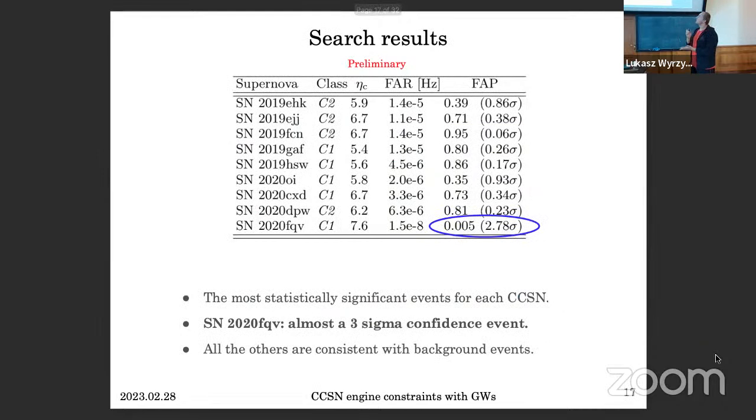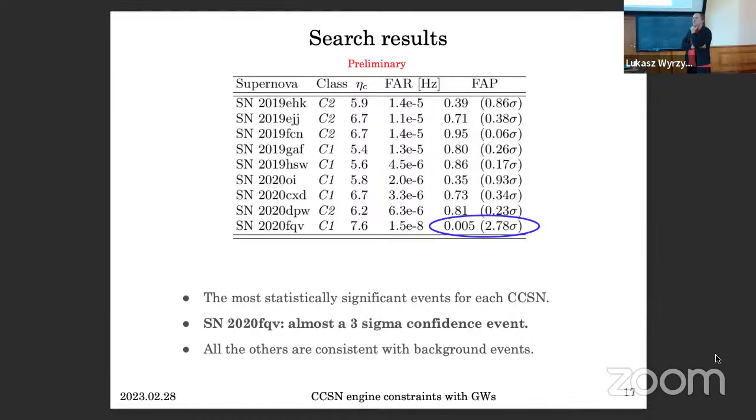So when we looked at these time intervals, we performed the background analysis, a lot of tuning, a lot of work, and then we said, okay, it's done. Let's see if we can find any gravitational wave. For most of the supernovae, the false alarm probability is really, really high, so no surprise, they are likely noise. But to spice up our analysis, we found one event with almost 3 sigma confidence. So it's worth checking.